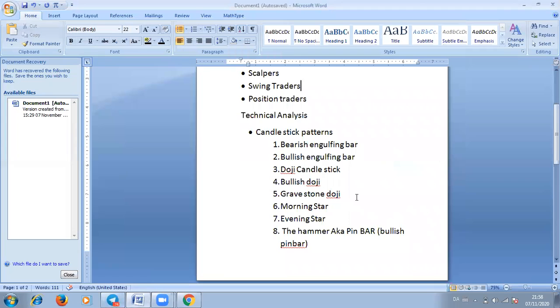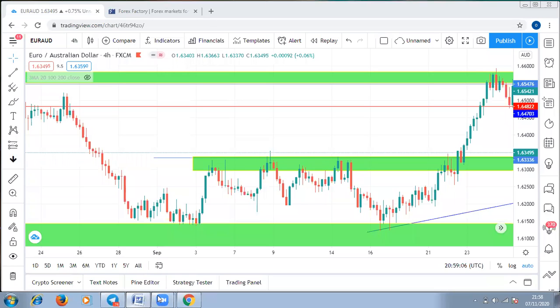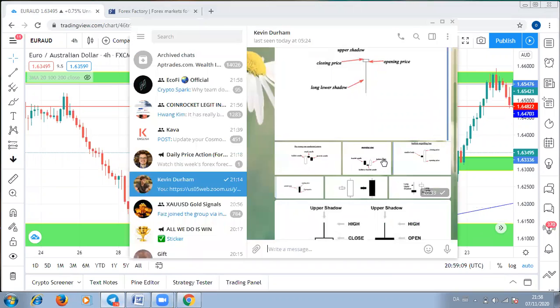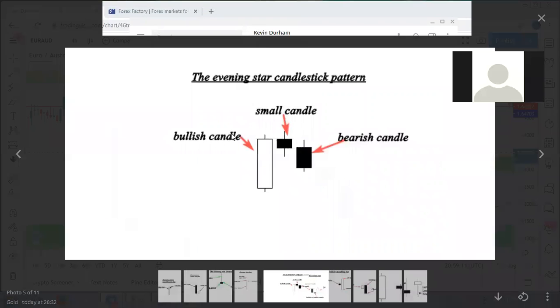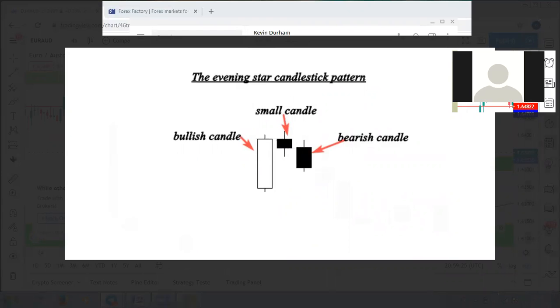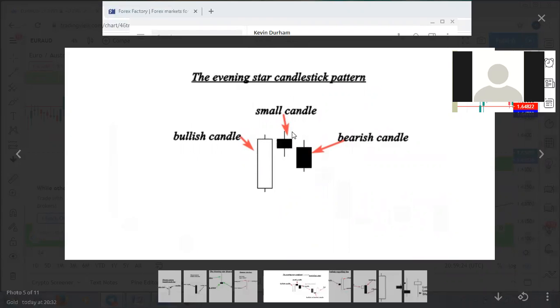So we look at the evening star. The evening star is the opposite of the morning star. The evening star candlestick pattern appears at the top of a trend. So we have been buying and buying and buying. When the price got to this level, we notice that the bulls can no longer move forward.